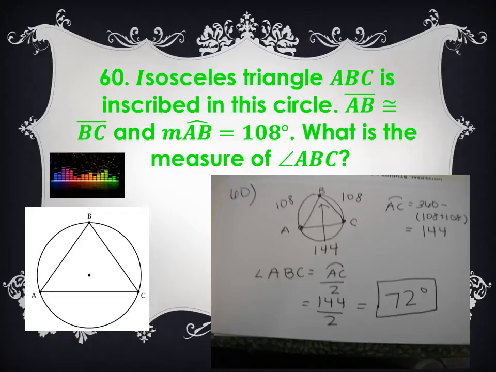We want to find the inscribed angle, angle ABC. Angle ABC goes with arc AC, so we must find AC first. We know that all three arcs add up to 360. So we're going to do 108 plus 108, and subtract that from 360 degrees. We get arc AC to be 144 degrees, and we are going to divide that by 2 to get angle ABC to equal 72 degrees.